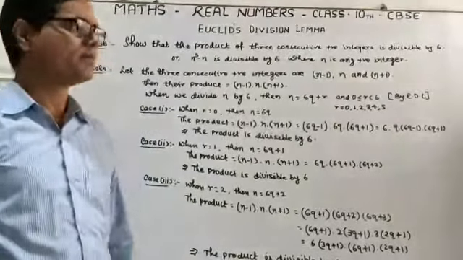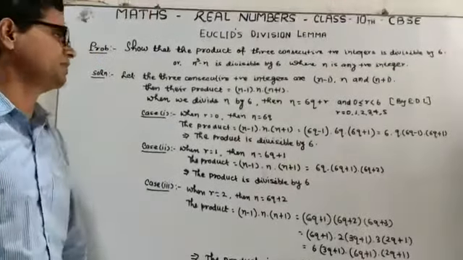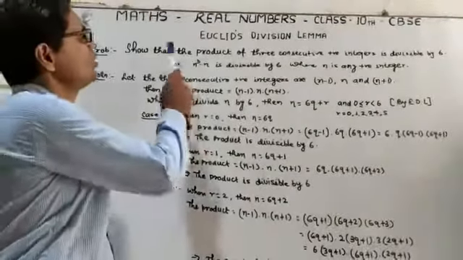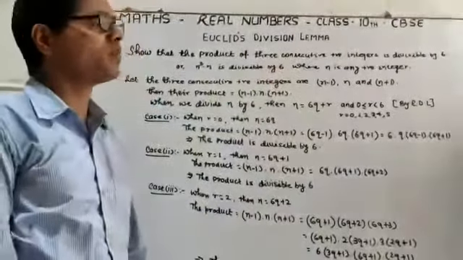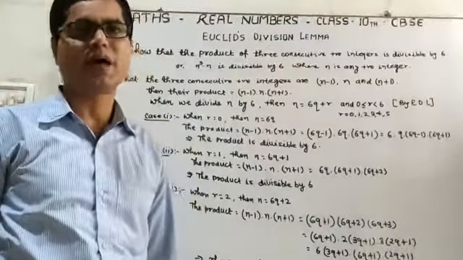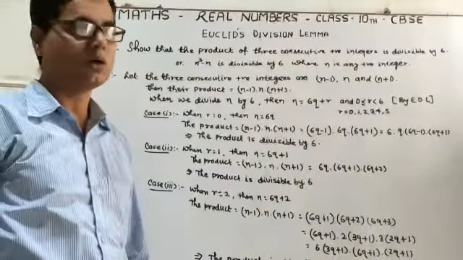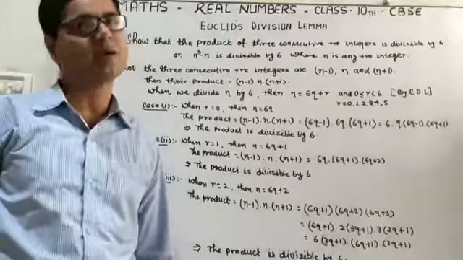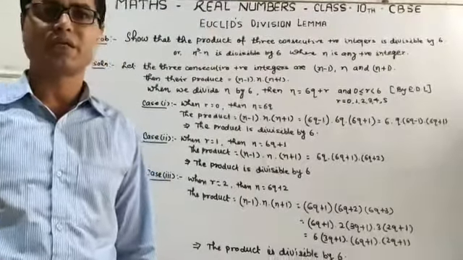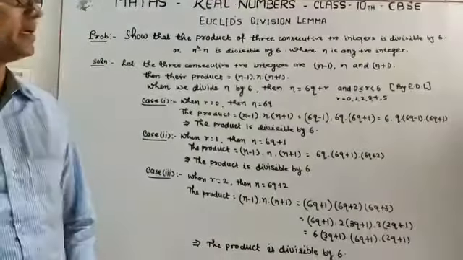Today we will solve a problem. The given problem is: show that the product of three consecutive positive integers is divisible by 3, or show that n cube minus n is divisible by 6 where n is any integer.